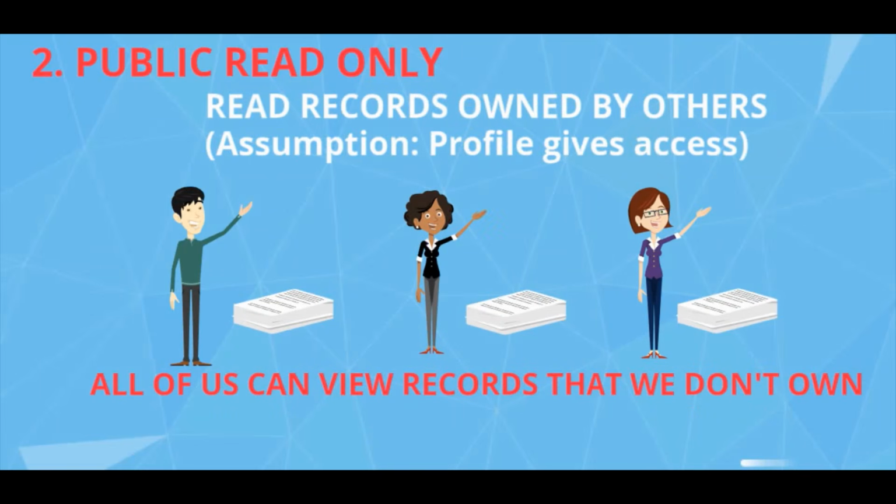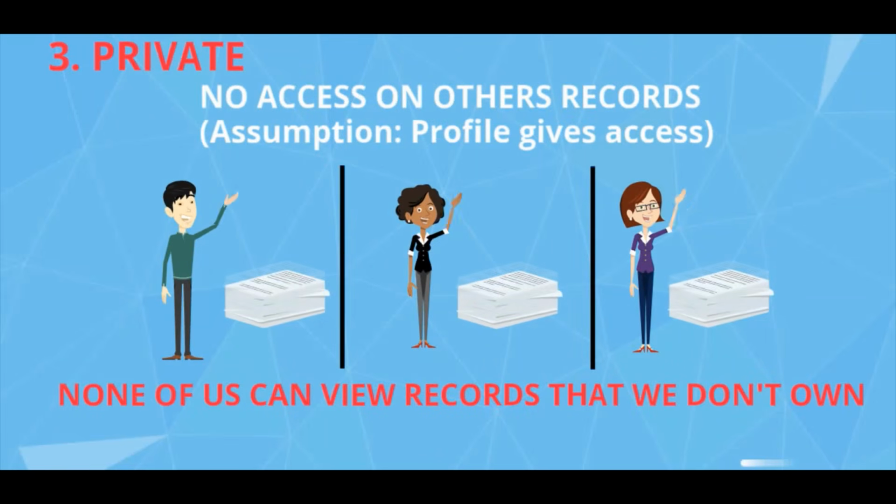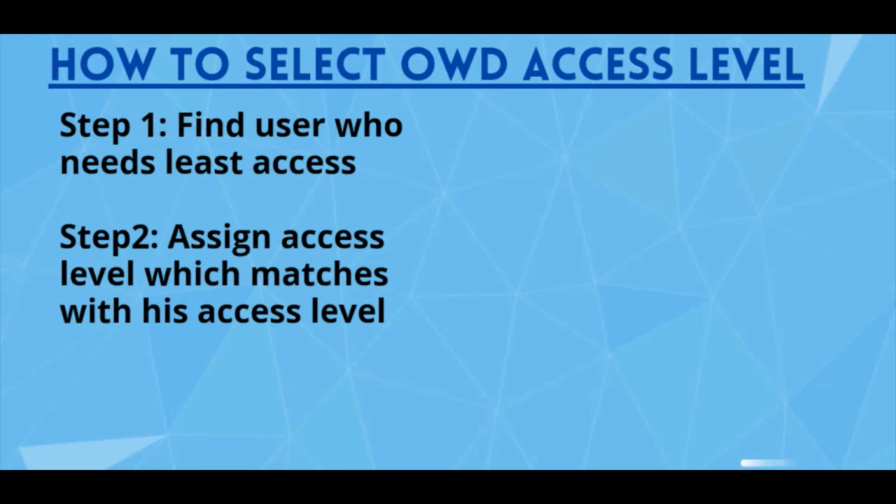If OWD is set to public read only, we will be able to read records owned by others but not edit them. Here is also an assumption that the profile will give read access on that object, or else it will not work. Whenever OWD is set to private, we will not have any access on the records which are owned by others.